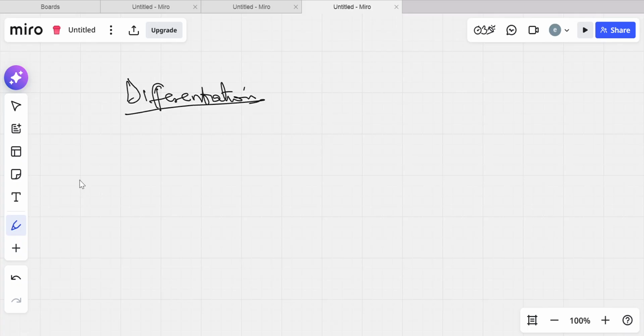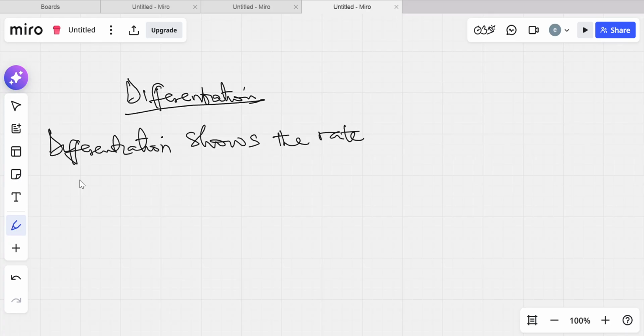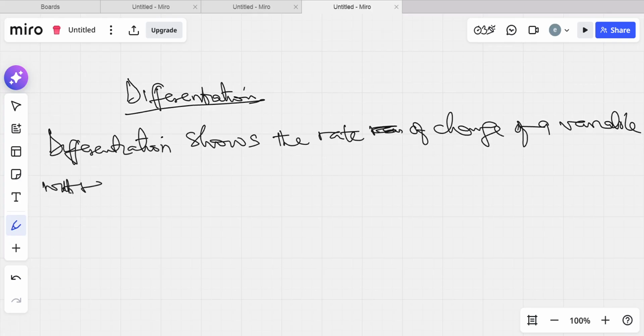Differentiation in mathematics shows us the rate of change of a variable with respect to that of another variable.